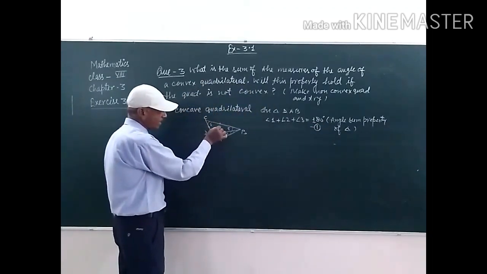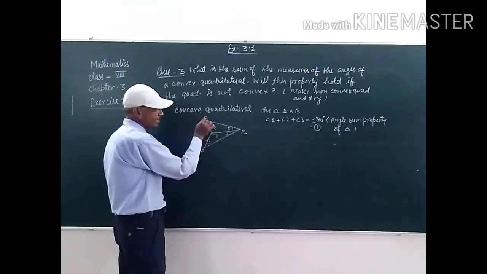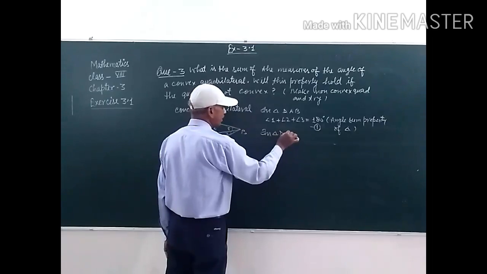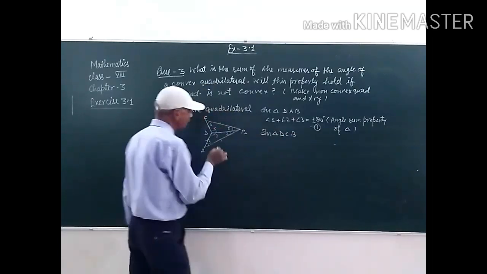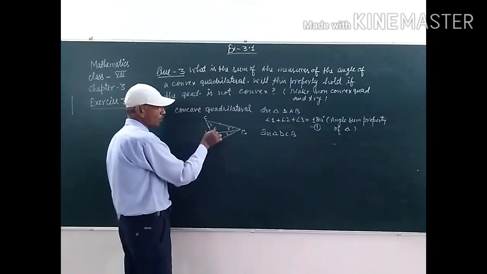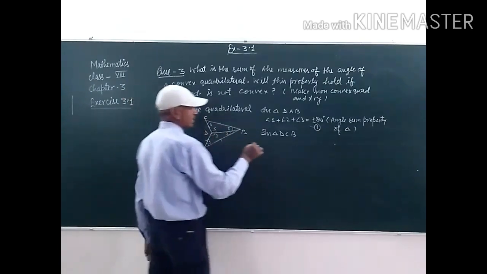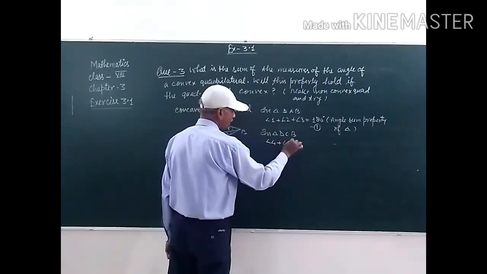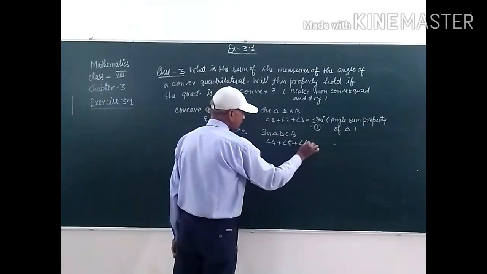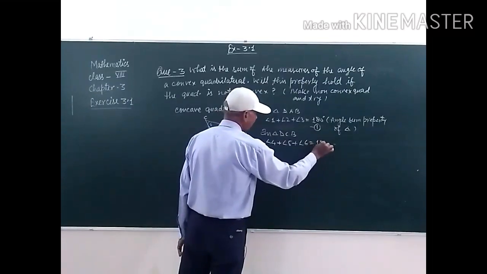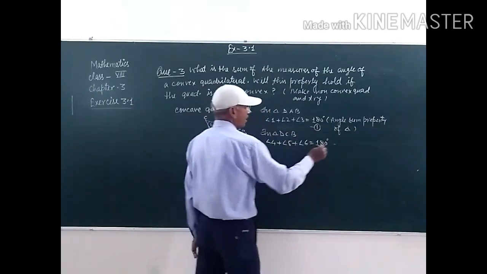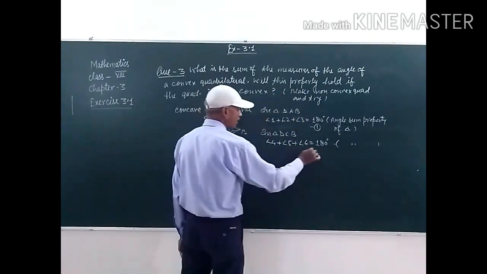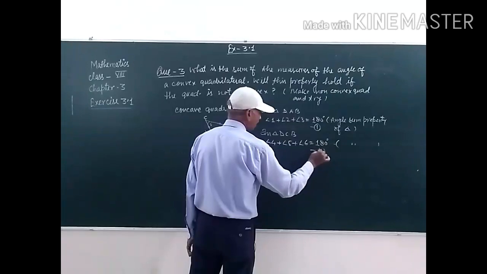Now we have to take another triangle, that is triangle DCB. In triangle DCB, again the sum of all angles: angle 4 plus angle 5 plus angle 6 is equal to 180 degrees. Same reason, student, angle sum property of triangle, and this is equation second.